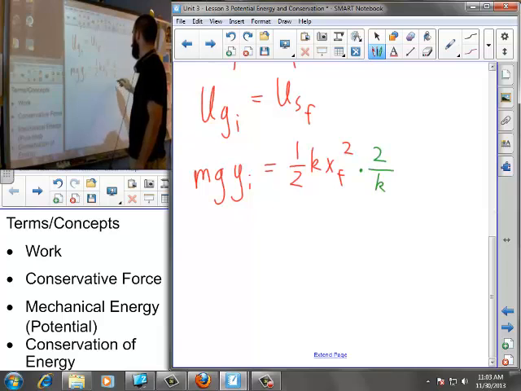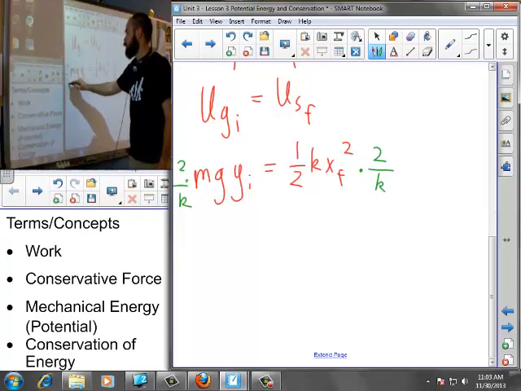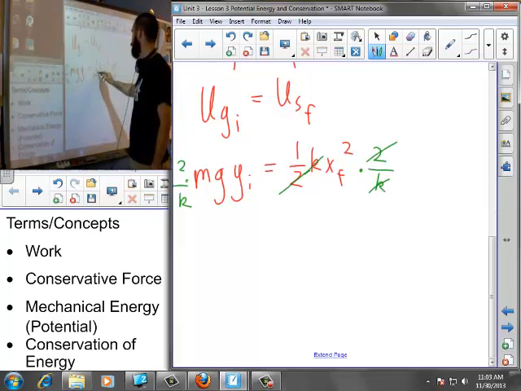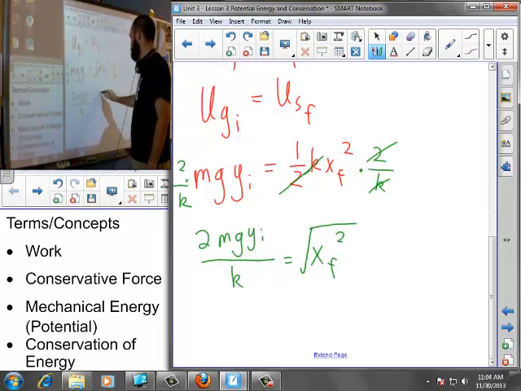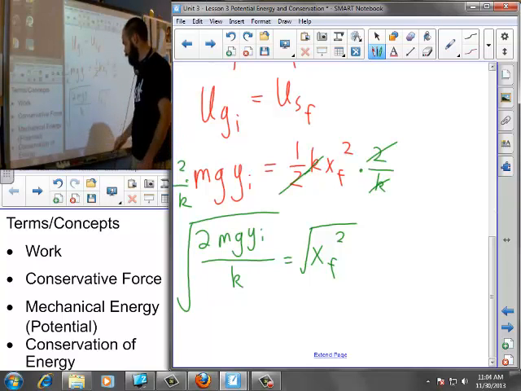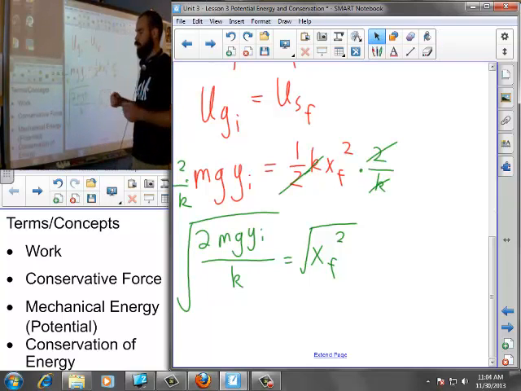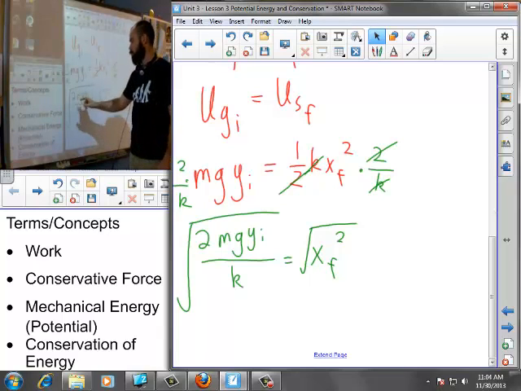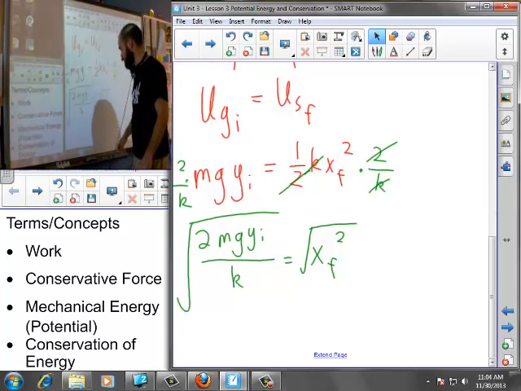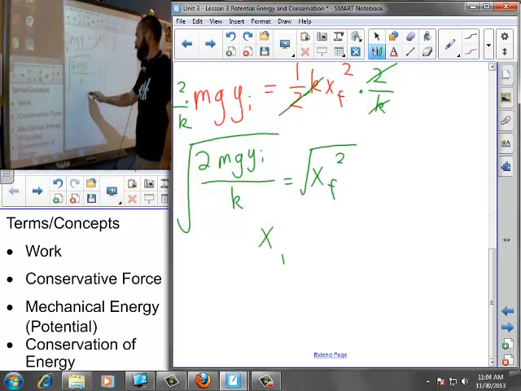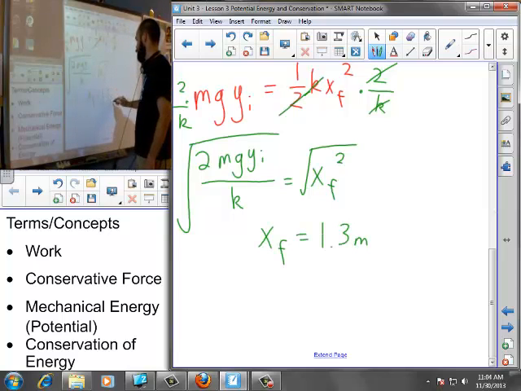I'm going to multiply by 2 over k on both sides. Reason being is I need to cancel out this half here and the k there. And it ends up being 2mgyi divided by k is equal to xf squared. And then simply take the square root of both sides and plug in numbers. At this point, all you have to do is plug in the known values we have: our mass, our gravity, our initial position, and our value for k, which did not need to be converted because it was in newtons per meter, which is standard for us, which is convenient. You should find out that your answer is 1.3 meters.